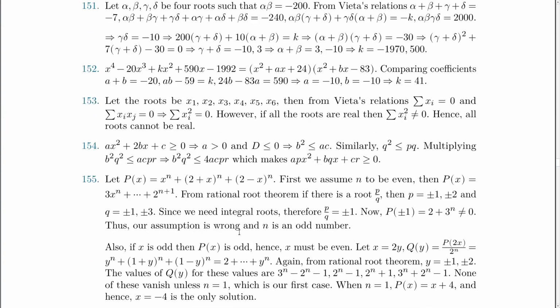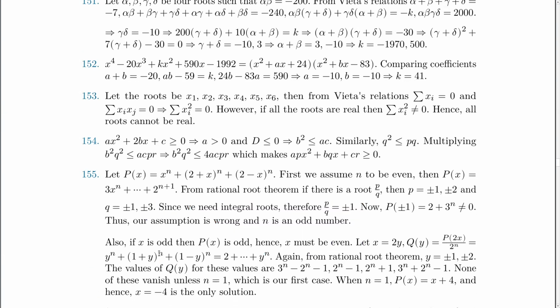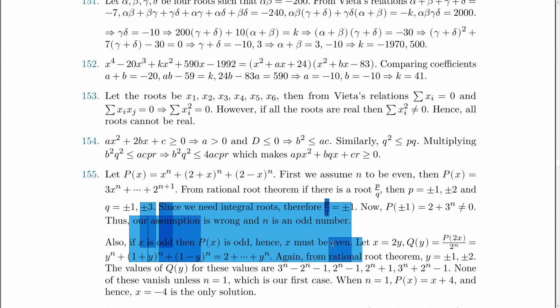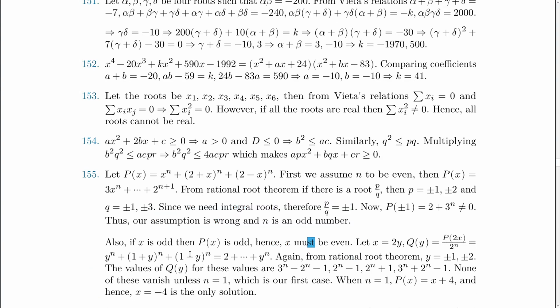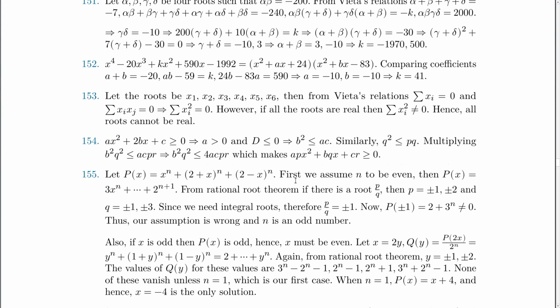The mistake was over here. I'm not sure about this line actually. If x is odd, then px is odd, hence x must be even. Let me review this and I'll give you the condition. So we had assumed n to be even. So n was not even, that's what we had concluded. Now if x is odd, then this entire term becomes odd. Hence x must be even. Is it given that px is even?